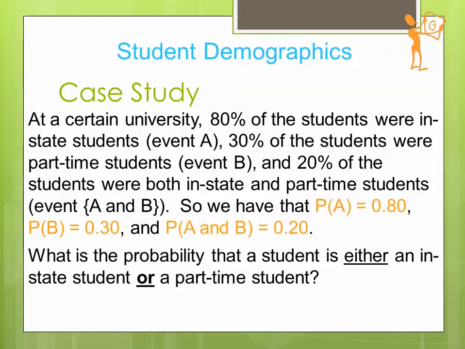So let's take a minute to look at this case study. I suggest you pause the video and take some time to read it. And we're going to look to see the probability that the student is either an in-state student or a part-time student. So pause it, take some time to read it and understand it. Maybe try to draw your own Venn diagram. And then restart the video and just see the Venn diagram that I've drawn for it.